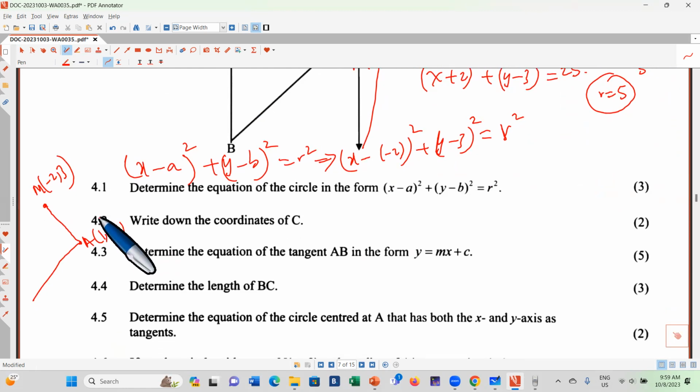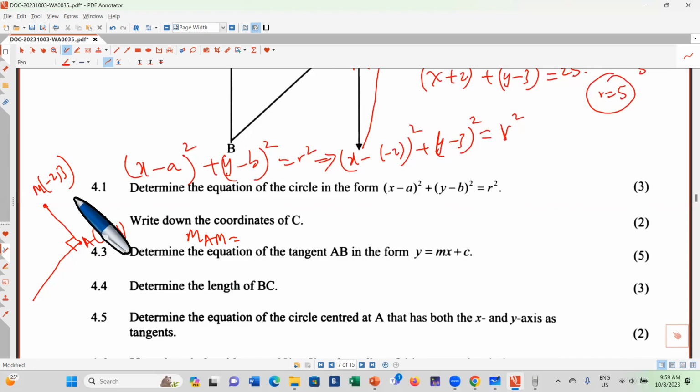With this said, what is this? This is a tangent, and a tangent is perpendicular to the radius. So we want to find the equation. First we must find the gradient of AM. What is the gradient of AM?